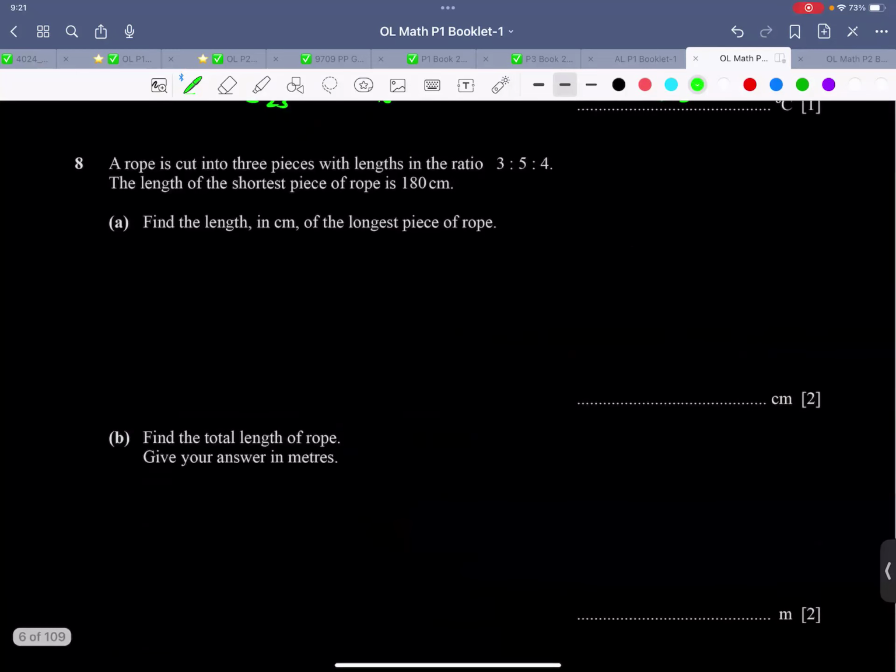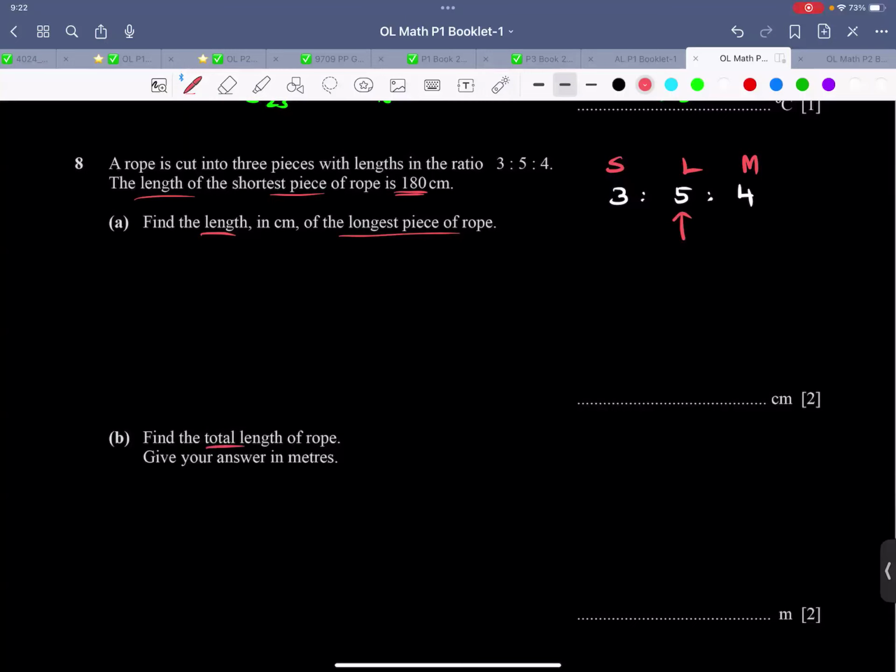Question number 8. It says a rope is cut into 3 pieces in the ratio 3:5:4. So 3:5:4. This is the shortest. This is the longest. This is the medium one. The length of the shortest piece is 180. They're asking 2 things. Find the length of the longest piece. That will correspond to this.